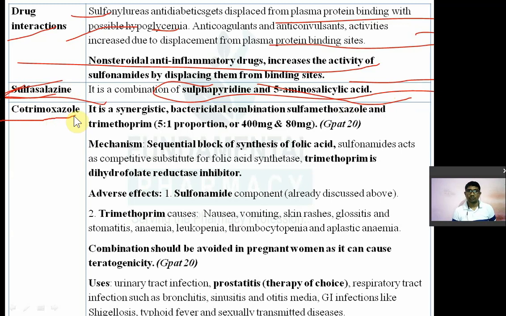Next important point is cotrimoxazole. I already asked a question on this; a question on it has come in GPAT. Cotrimoxazole is a synergistic combination of sulfamethoxazole, a sulfonamide drug, and trimethoprim, a pyrimidine. The combination is in a 5:1 proportion, that is 400 milligram of sulfamethoxazole and 80 milligram of trimethoprim. Remember this combination, the question came in GPAT 2020.